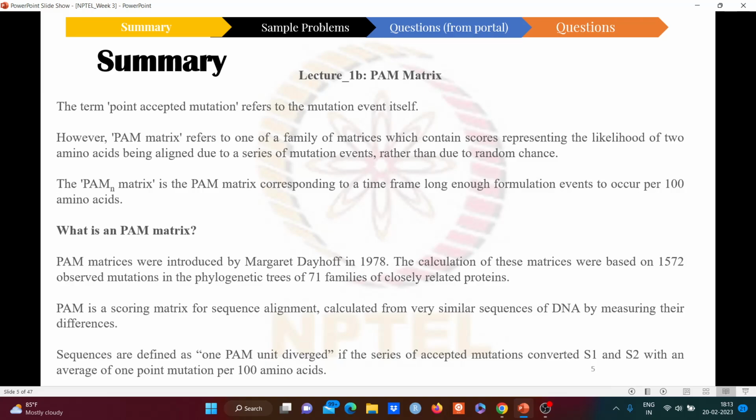The values in the matrix are represented in terms of PAM units, which represent the estimated number of mutations per 100 amino acids that have occurred during the evolutionary history of two sequences. For example, when we see a score of 1 in the PAM matrix, that means the substitution is expected to occur once in every 100 amino acids. Similarly, a score of 5 means the substitution is expected to occur once in every 20 amino acids. The PAM matrix, as I mentioned, is widely used in bioinformatics for sequence alignment and homology searching.